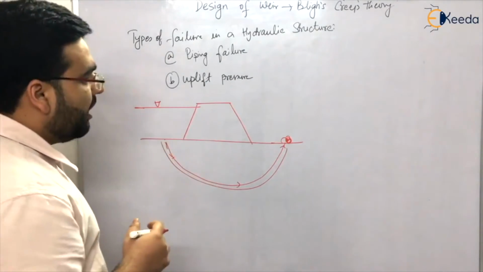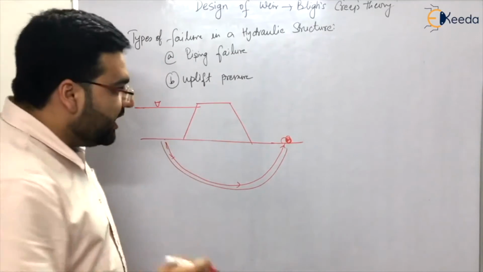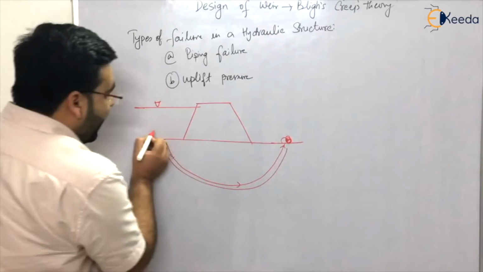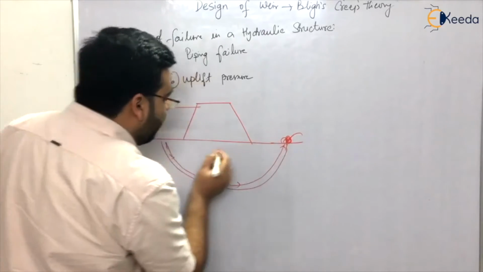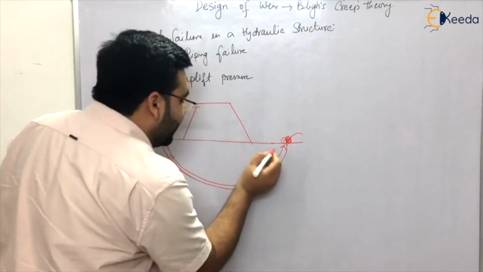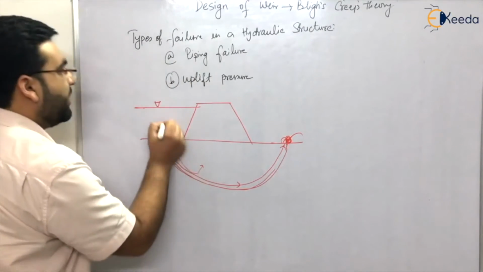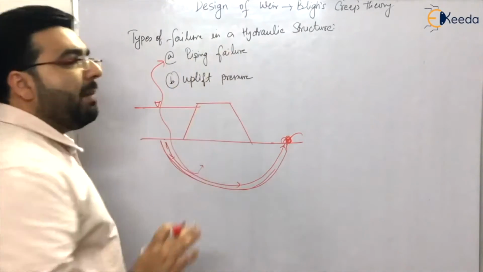You must have studied about this in geotech also, in liquefaction. The soil will come out, more water will come, and ultimately a pipe type of structure will develop inside the soil. This type of failure is known as piping failure. How to avoid piping failure?